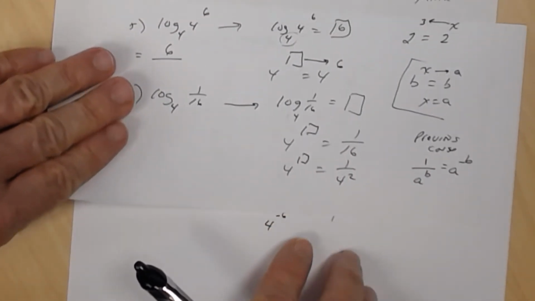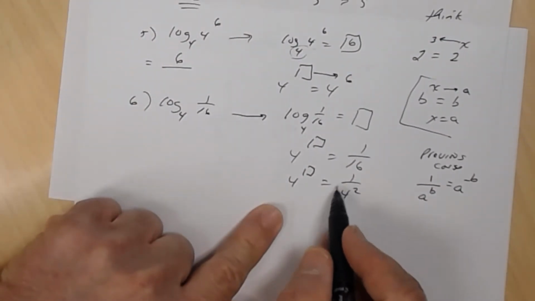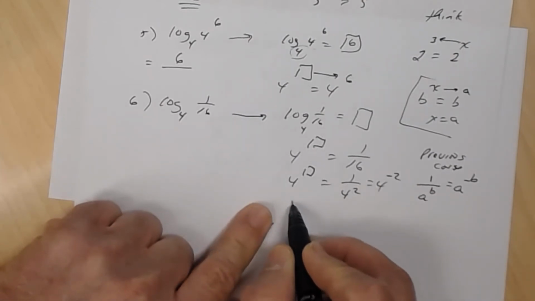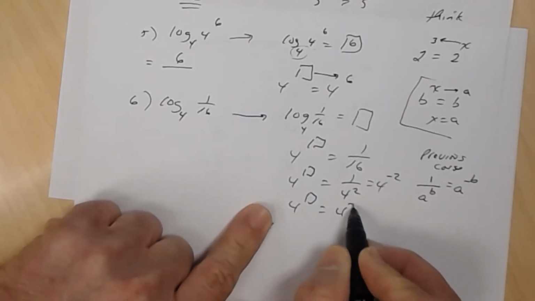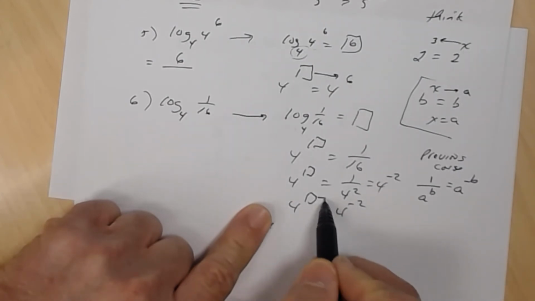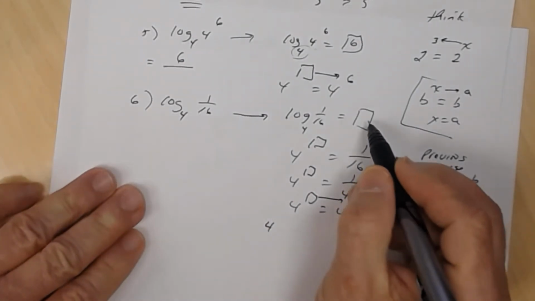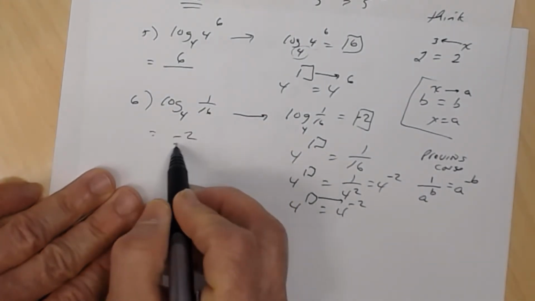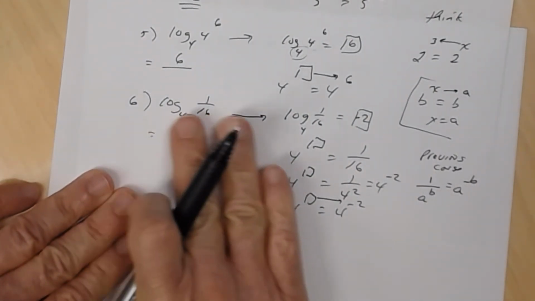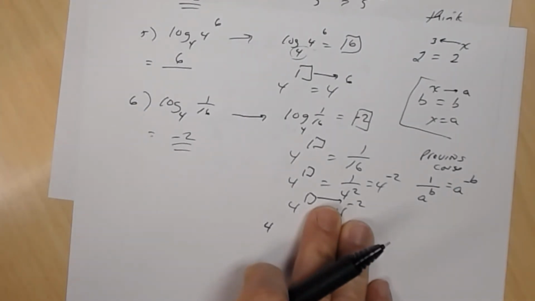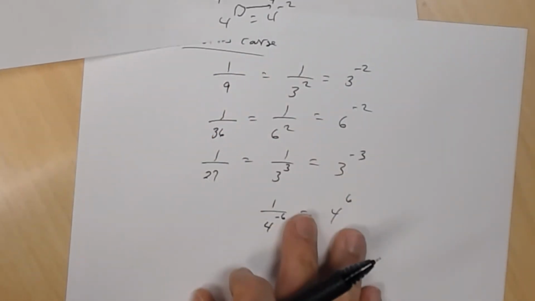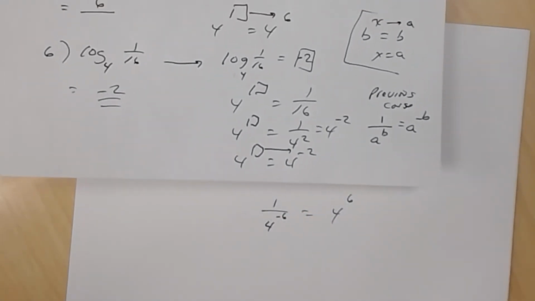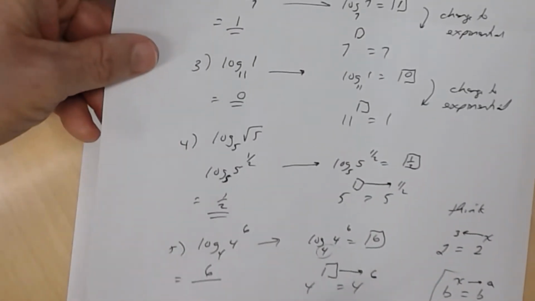All right, so I'm going to go back and fix this. So this right here becomes 4 to what power? Negative 2. So now I have 4 to the box equals 4 to negative 2. So what does the box equal? Negative 2. So that becomes negative 2 right here. Okay? That was a little challenging. You may have to go back and review some things about negative exponents from a previous topic in a previous course. All right, now let's look at number 7.